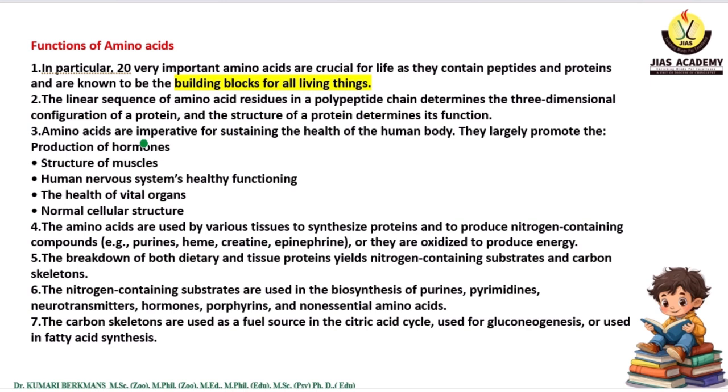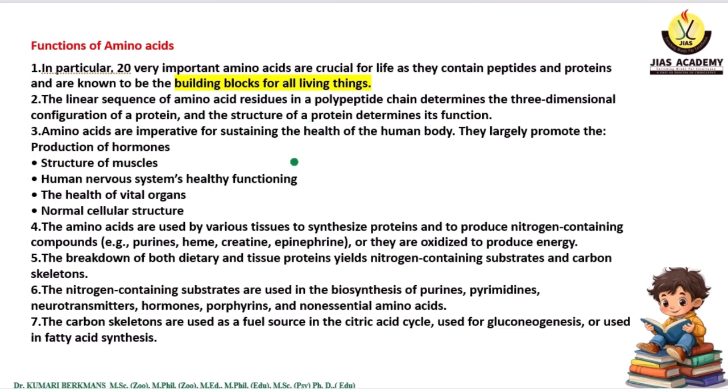What are the functions of the amino acids? This is very beautiful, we have to see. Already we have seen there are 20 very important amino acids which are crucial for life as they make up the peptides and proteins. They are the building blocks for all living things. So these 20 are very important to build the body. Another thing is that the linear sequence of amino acid residues in a polypeptide chain determines the three-dimensional configuration of the protein, and the structure of the protein determines its function.